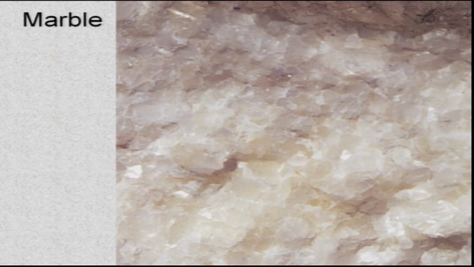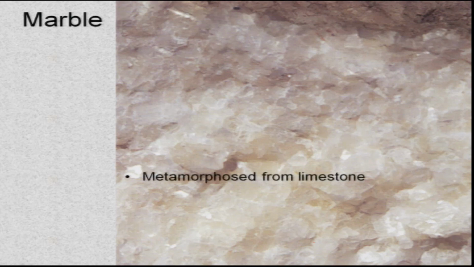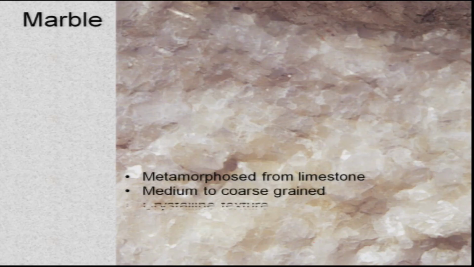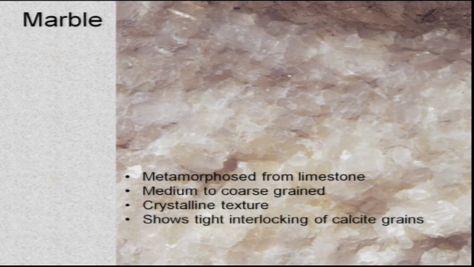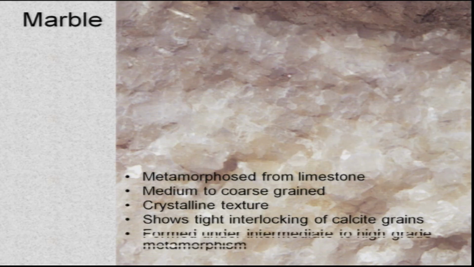Similarly, there is a close-up of marble, metamorphosed from limestone. I was talking about limestone to marble, and sandstone to quartzite. We have medium to coarse grain size, mostly crystalline texture, showing tight interlocking of calcite grains. Earlier we had mainly quartz; here most of what we see is calcite grains. Formed under intermediate to high grade metamorphism. So this is the best example of that.